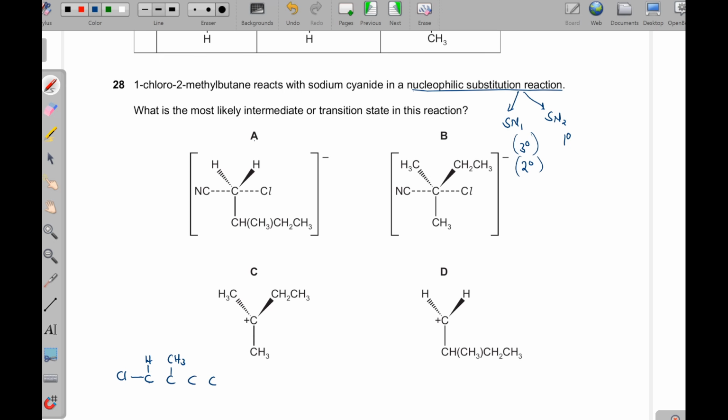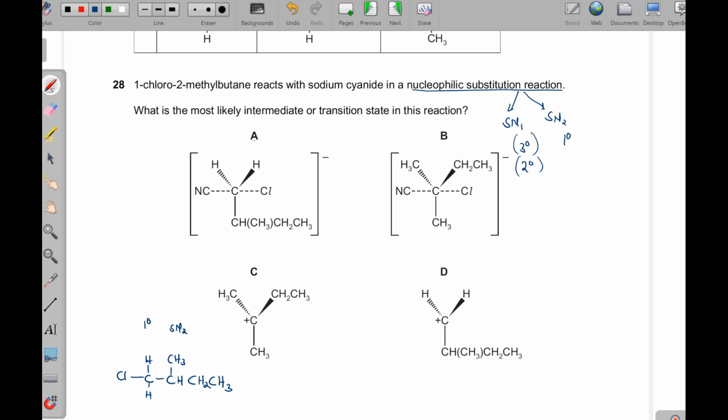Then what else is remaining? So we have to put this one here, and then CH, then CH2, CH3. This is how it looks. Now from here, this one is a primary halogenoalkane, meaning that this one will undergo SN2.